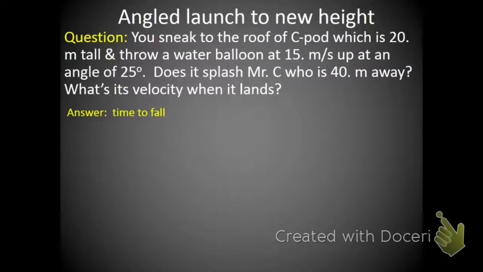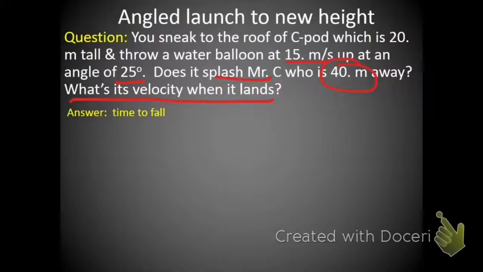The final sample problem I want to show you is a little bit more complicated. We're going to do an angled launch that does not return to its initial height. So here you sneak to the roof of C-Pod, which is 20 meters tall, and throw a water balloon at 15 meters per second at an angle of 25 degrees. Does it splash Mr. Collier, who is 40 meters away? And here's the part that makes it really complicated: what's its velocity when it lands? That's going to require a little extra calculation.